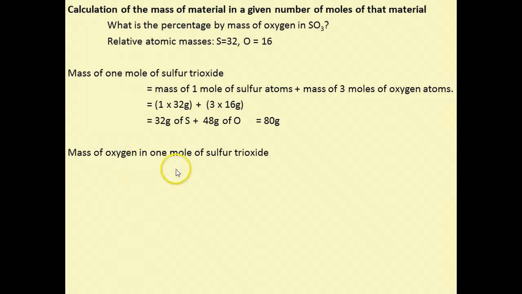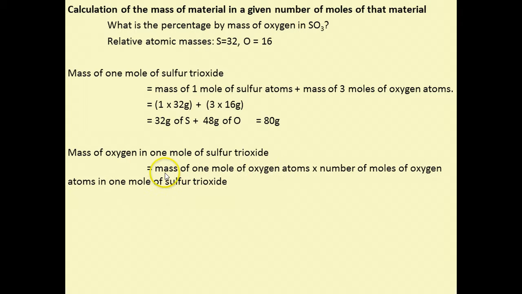So the mass of oxygen in 1 mole of sulfur trioxide will be equal to the mass of 1 mole of oxygen atoms multiplied by the number of moles of oxygen atoms in 1 mole of sulfur trioxide. Looking at the formula, we can see the mass of 1 mole of oxygen is 16, and there are 3 moles of oxygen in 1 mole of a compound, so we have 48 grams.